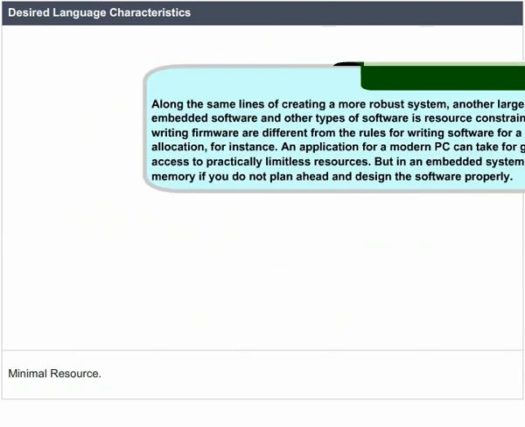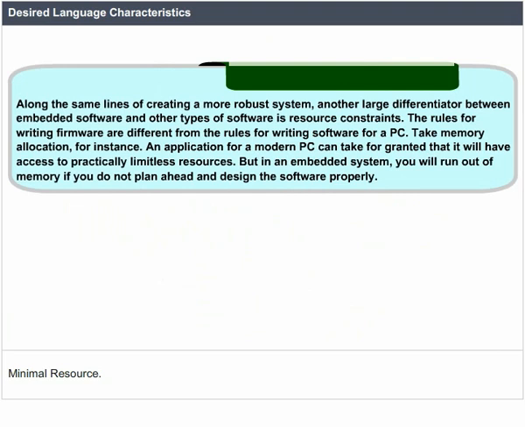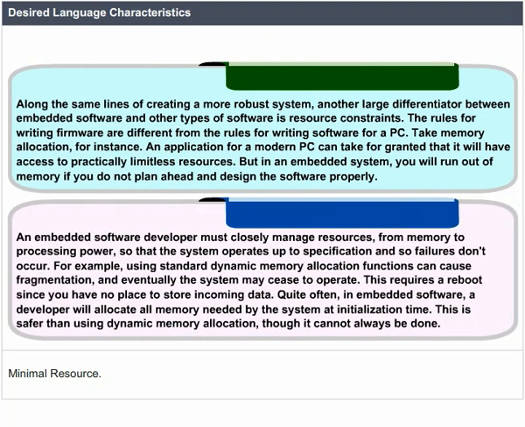Minimal resources. Along the same lines of creating a more robust system, another large differentiator between embedded software and other types of software is resource constraints. The rules for writing firmware are different from the rules for writing software for a PC. Take memory allocation, for instance. An application for a modern PC can take for granted that it will have access to practically limitless resources. But in an embedded system, you will run out of memory if you do not plan ahead and design the software properly. An embedded software developer must closely manage resources, from memory to processing power, so that the system operates up to specification and so failures don't occur.